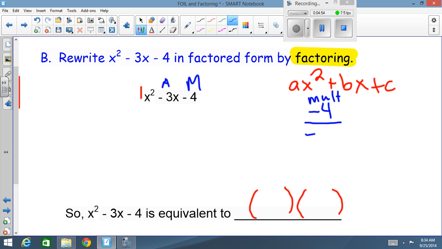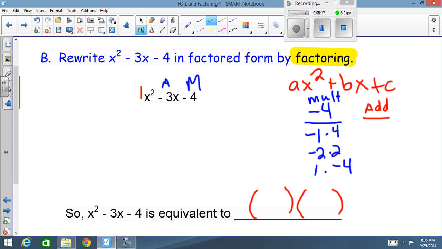Well, I have negative 1 times 4. I have negative 2 times 2, or the reverse of that, but that would be the same thing. And I have 1 times negative 4. Those are the three pairs that would multiply to give me negative 4. Okay, so for each of these, the question then becomes, what do those add to give me?